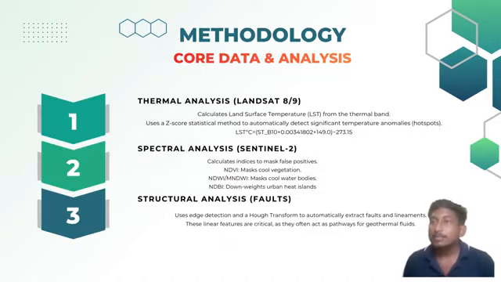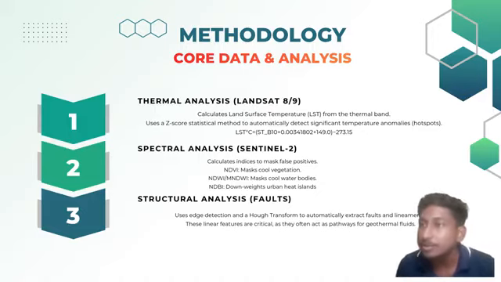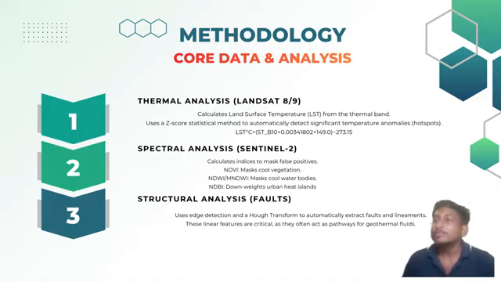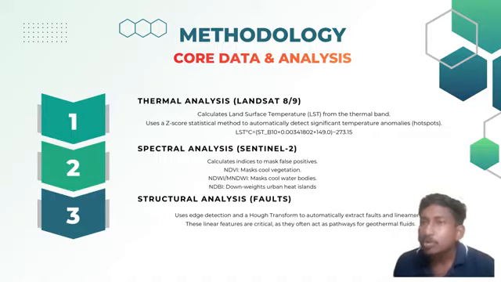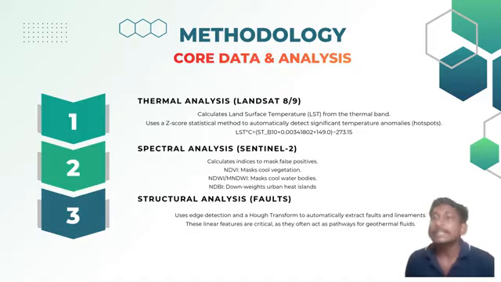Our analysis is built on three core pillars. Let's look at each one. First, thermal analysis. We use the thermal band from Landsat 8 and 9 satellites to calculate the land surface temperature, or LST, to find hotspots. We don't just look for high temperatures, we use a statistical method called the Z-score to automatically identify significant temperature anomalies. This is much more objective and reliable. The core equation for converting the satellite data to Celsius is shown here.